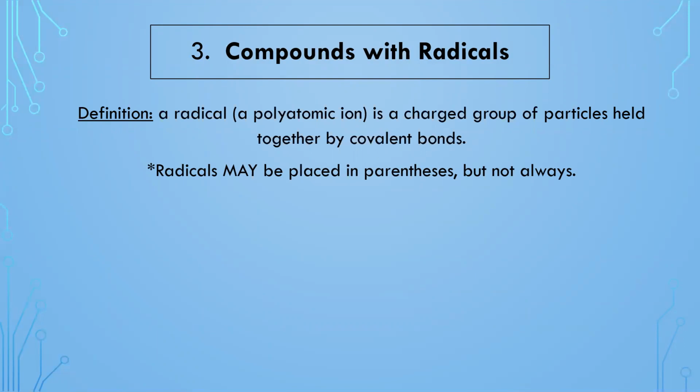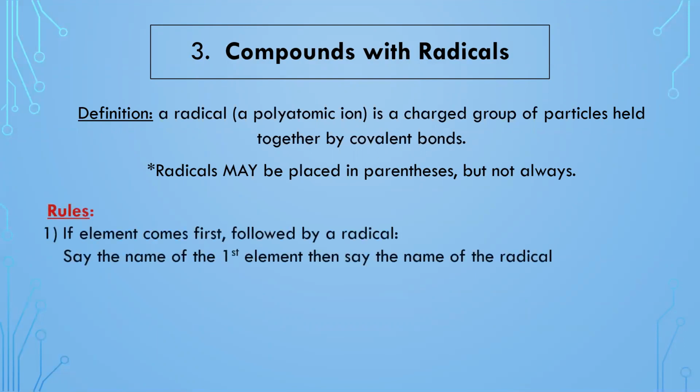Binary and prefixes compounds have 2 elements only. Radicals are always going to have 3 or more. So even if there's no parentheses, that's another easy giveaway. There are multiple rules for radicals just because it depends on where the radical is. If you have an element followed by a radical, you say the name of the element and you say the name of the radical from your radical sheet. That's it. You don't change anything.